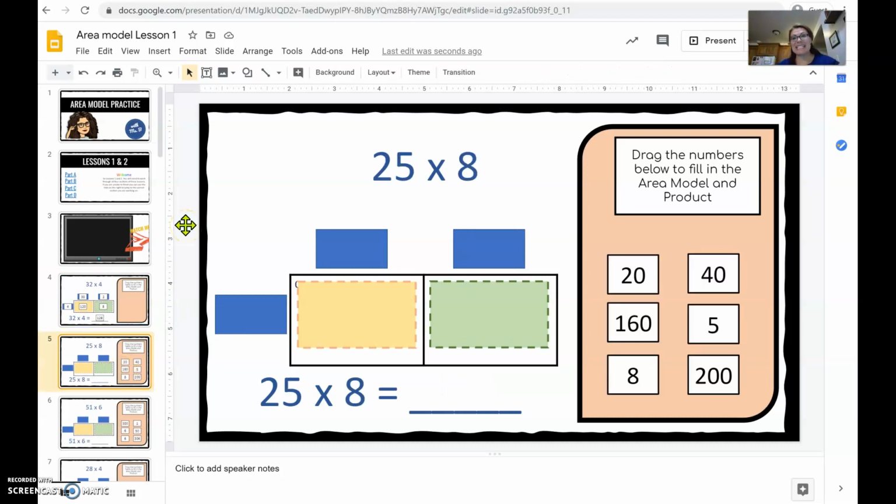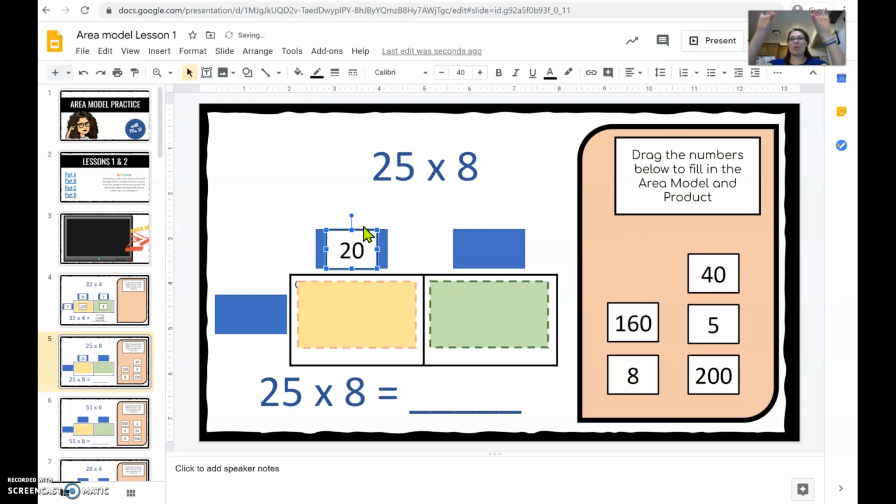All right, so this next slide is 25 times 8. So I'm going to look at the 25, and I'm looking at the 2, and the 2 isn't just a 2. I have to think of its value. So the value of that 2 is actually 20. So I'm going to click on my 20 and bring it on top. So we're breaking up the numbers that we're multiplying by on top. And then the value of my 5 is just that. It's a 5. So I'm going to bring that up on top. The value of the 8 is 8. So I'm going to move that over to the left-hand side.